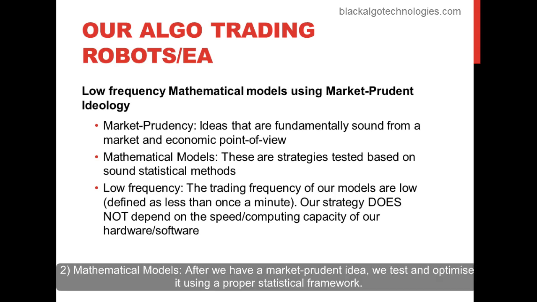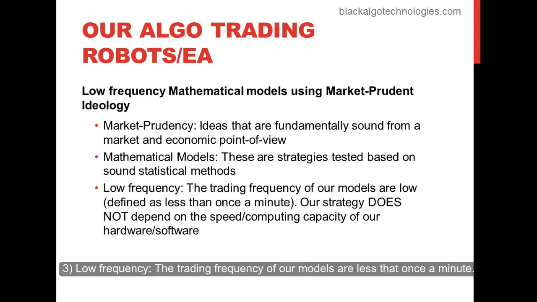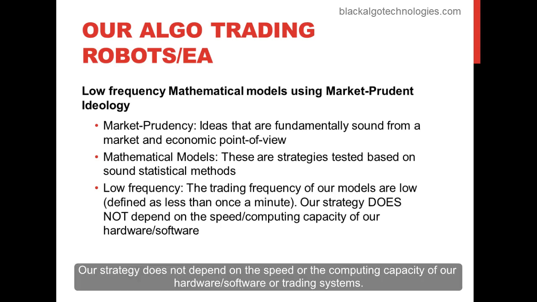Mathematical models: after we have an idea that is market prudent, we test it and optimize it using a proper statistical framework. This will help us develop robots that have positive expectancy in the long run and have proper risk management. Low frequency: the trading frequency of our models is less than once a minute. Our strategy does not depend on the speed or the computing capacity of our hardware, software, or trading systems. Therefore, we are able to execute our models and our robots using basic software and hardware that every retail trader can afford.